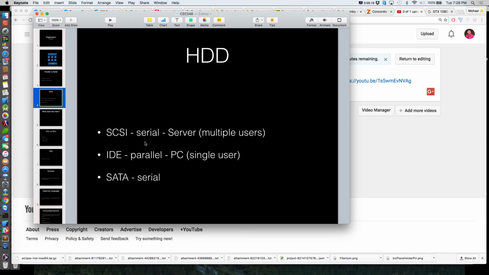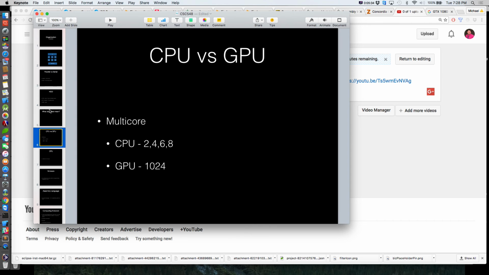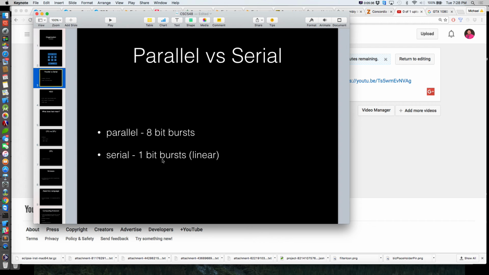SCSI is also a serial technology. IDE is a parallel technology. Something we might also throw in here, and we'll come back to it, is that we already said fast means different things. Parallel in general is considered to be bursty. Serial in general is considered to be steady.